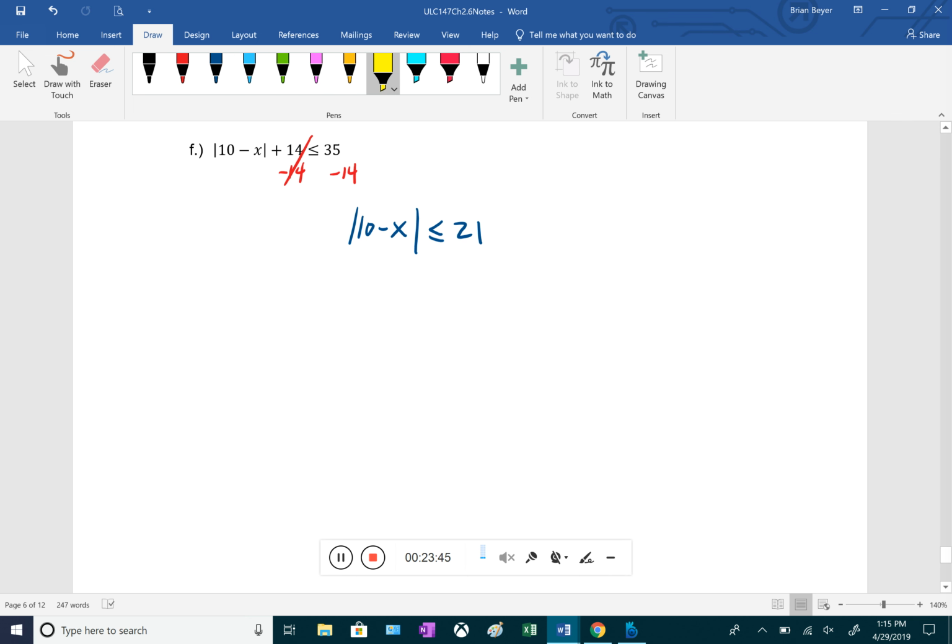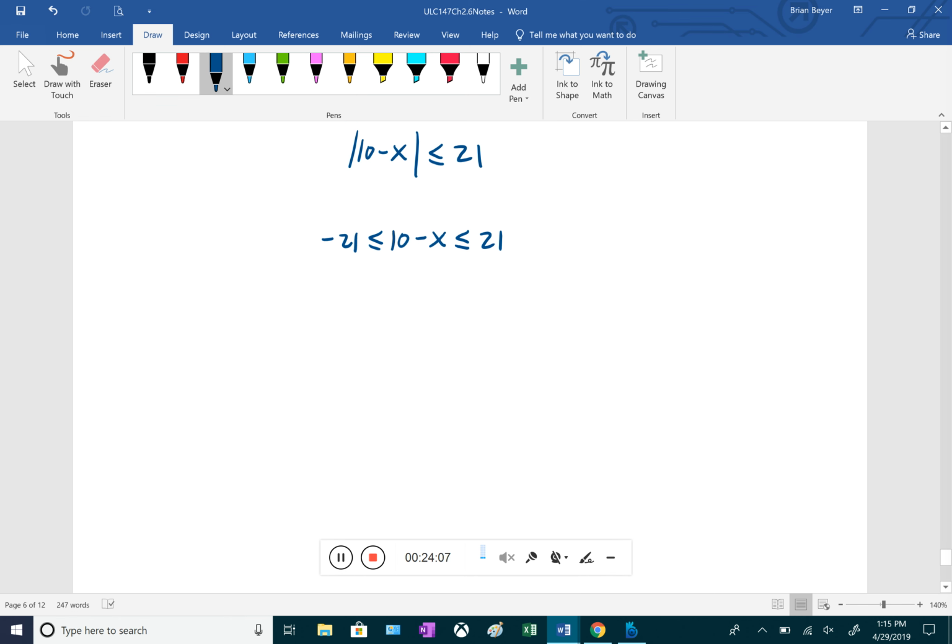And we look at the inequality. It's less than or equal to, so less than means we drop the absolute value bars and we say that it's between the negative version and the positive version. So 10 minus x is between negative 21 and 21. Now we have to isolate the x. Let's subtract 10 to cancel it from the middle. And we get negative 21 minus 10, so negative 31, less than or equal to negative x, less than or equal to 11.